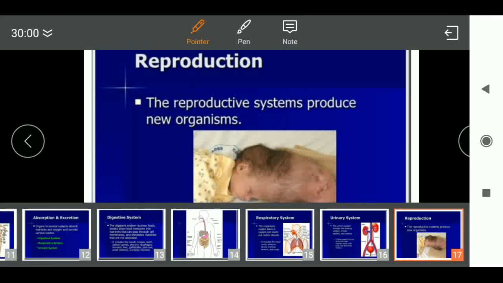Like integumentary, then locomotory, then third one circulation and lymphatic, then next one digestion, respiration and finally reproduction.